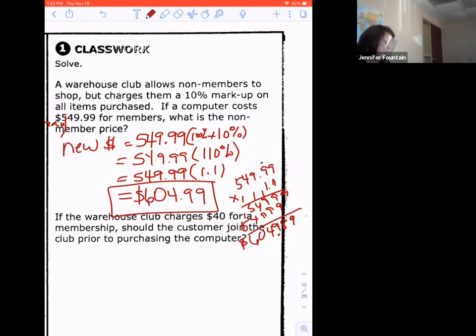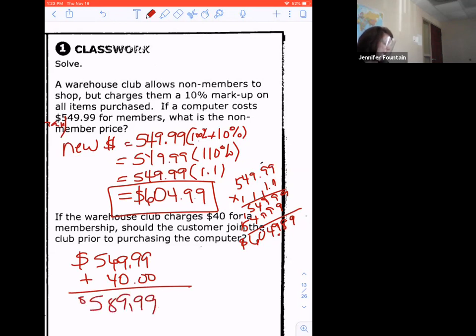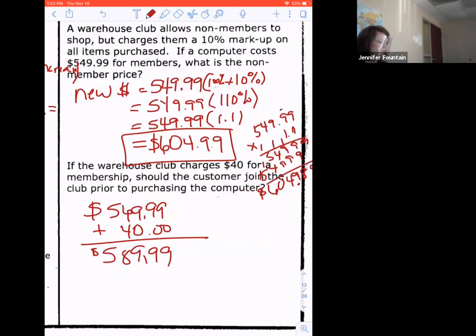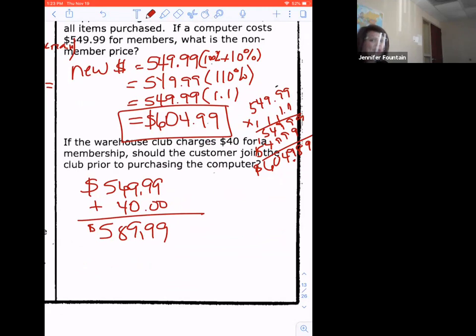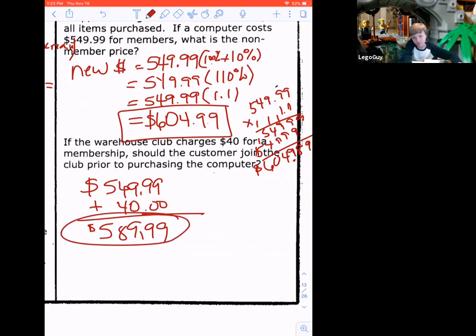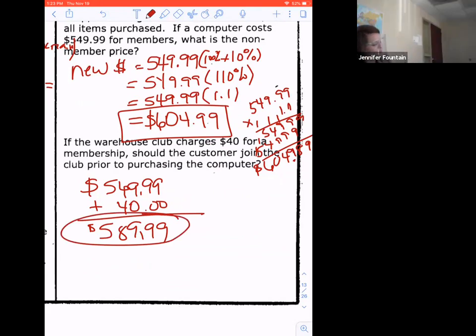So let's think about this for a minute. If my computer is $549.99 and I add on the $40 membership fee, I'd be actually paying $589.99. So is it cheaper for them to pay the upcharge of 10% or to buy the computer and pay a membership? Just get the membership. You're actually going to save, you're going to be saving about $20 almost that way. So you would want to go ahead and buy the membership.